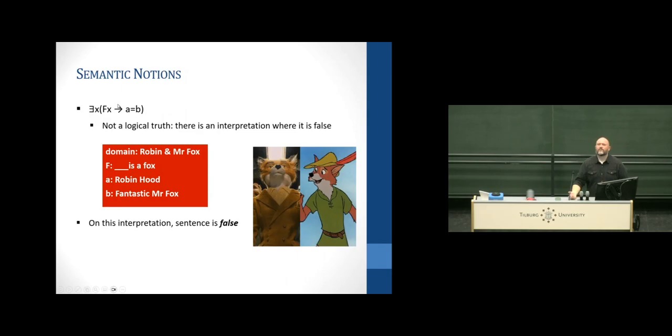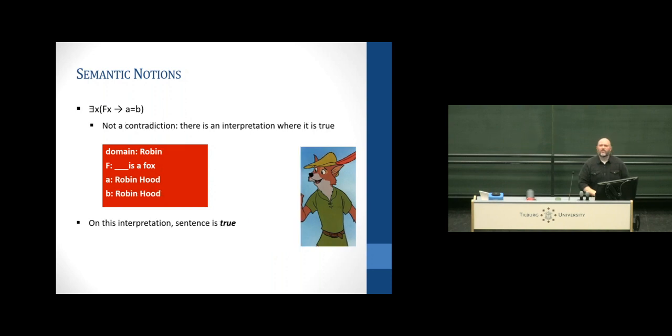Is it a contradiction? Is it going to be true on every interpretation? No, we can show it, right? Let's build an interpretation where it's true. Cool. To show that this is not a contradiction, here's a different interpretation. My domain is Robin Hood. F is still is a fox. A is a name for Robin. B is a name for Robin. A very exciting interpretation. On this interpretation, my sentence is true because there's at least one thing in the domain that you can plug in for X that makes this sentence in the brackets true.